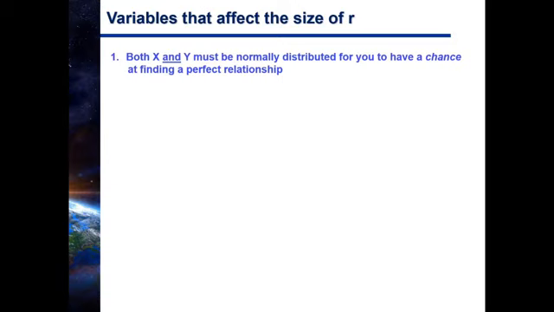Now, what if x and y are both normally distributed? Does that mean you will find a perfect relationship? No, but at least you have a chance now, okay? Might need to replay that, so make sure you get it.